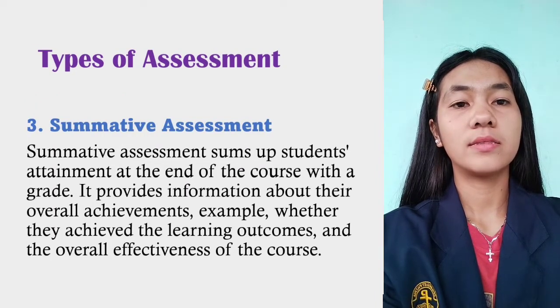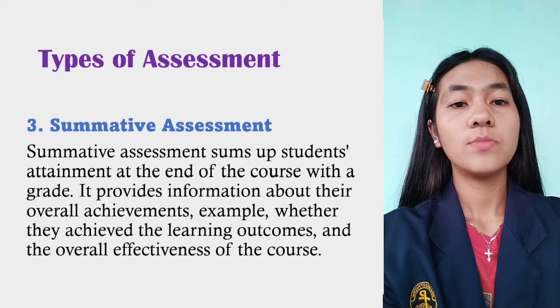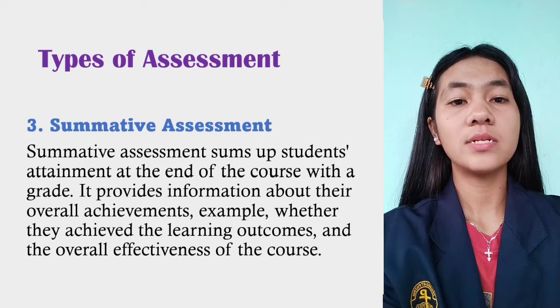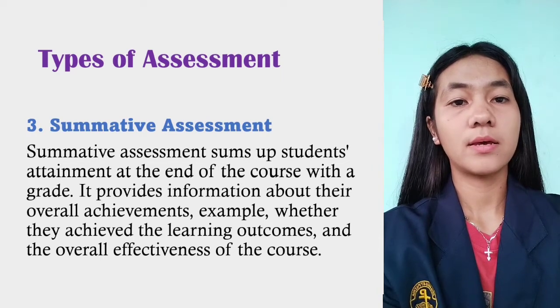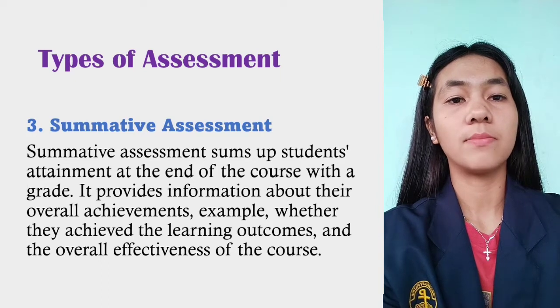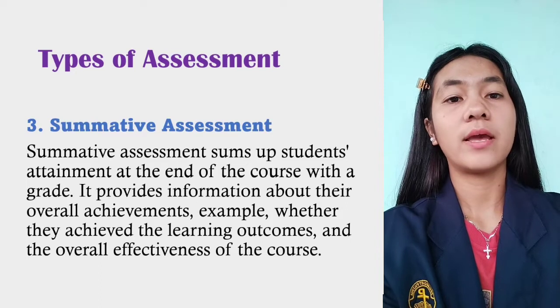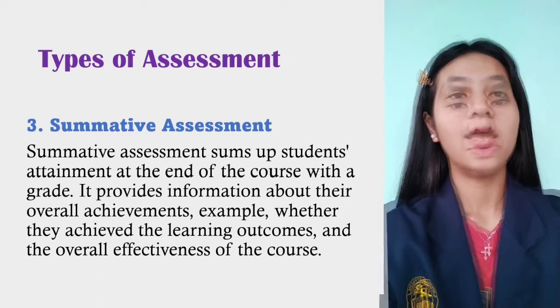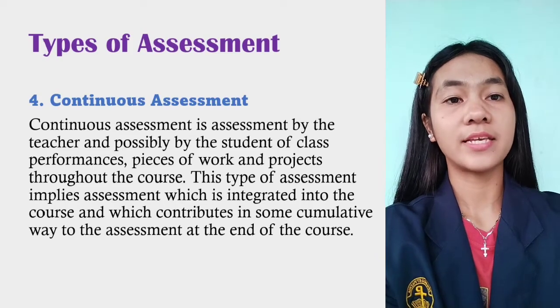Okay, and the third type is summative assessment. Summative assessment sums up students' attainment at the end of the course with a grade. It provides information about their overall achievement, for example, whether they achieve the learning outcomes, and the overall effectiveness of the course. And the fourth, continuous assessment.